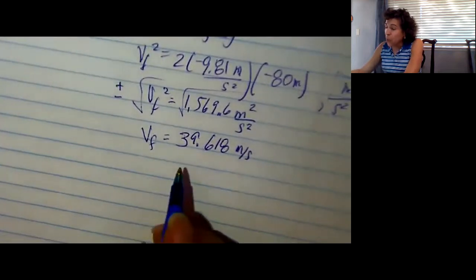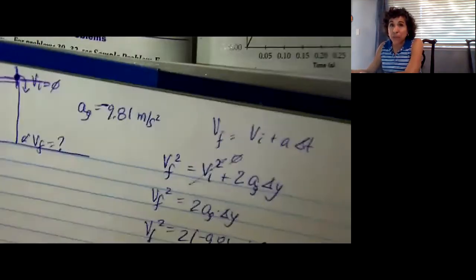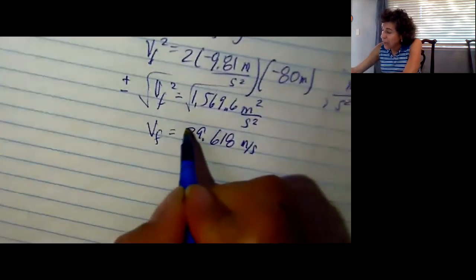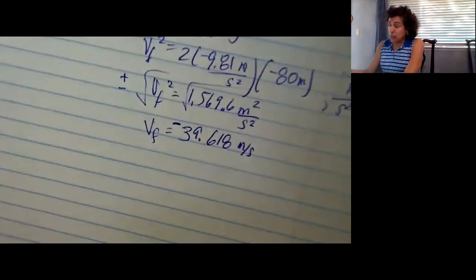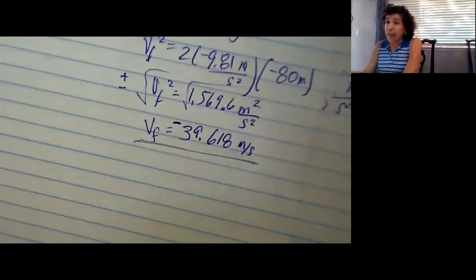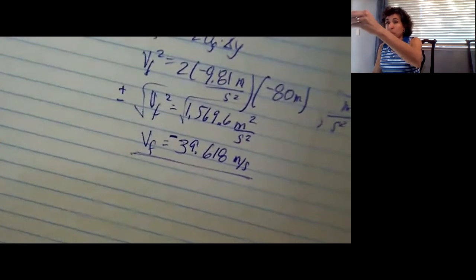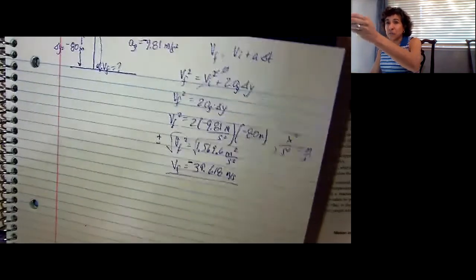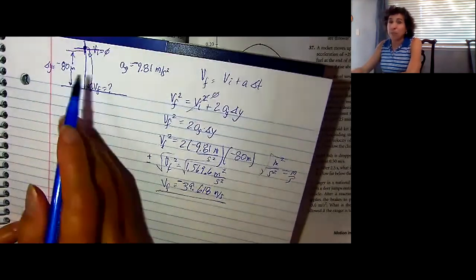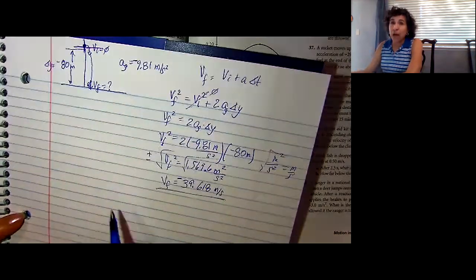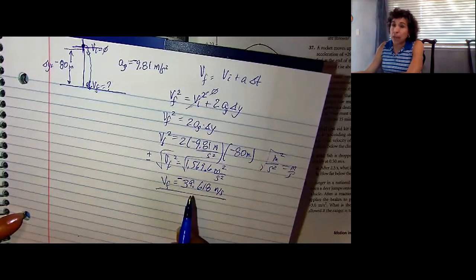So I know that it's going down. My picture, it went down. So the velocity is pointing down. And I have to say pointing down or I put a negative. So the final velocity is negative 39.618 meters per second. Again, it's going down because they tell you dropped it. Dropped is going down. So my vector is pointing down. So I've got to say the polarity has got to be negative.